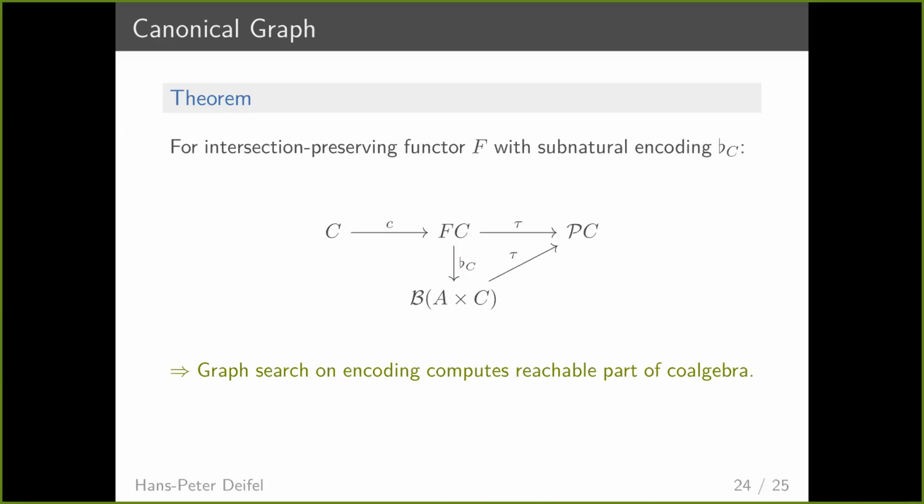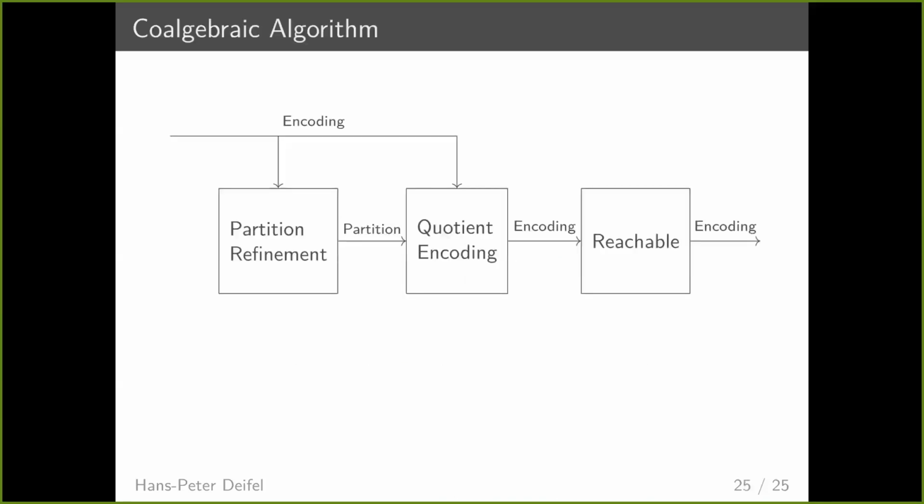And we can use this now to plug it into our coalgebraic algorithm that works now like this. We take our encoded coalgebra, compute the partition refinement on it, and output a partition, which we use to compute the quotient encoding. And this encoding is then used by our reachability step to finally compute the well-pointed modification of the given pointed input coalgebra.